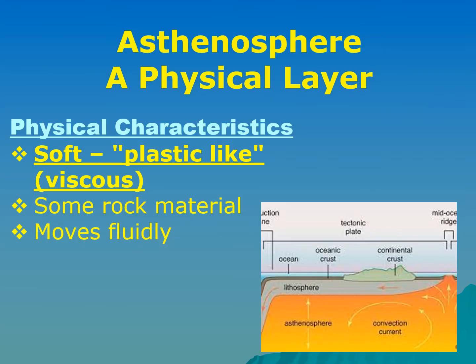Our second physical layer is called the asthenosphere. It's kind of soft, plastic-like. When we talk about it, we talk about its viscosity. It's very, very thick. So if we were to pour it out, it would pour out very, very slowly, like that thick Karo syrup that we used in our lab. It's very viscous. It has some rock material, but it's always moving. It's moving fluidly. And it's actually, we're going to learn, moving in a circular pattern because of the convection currents.